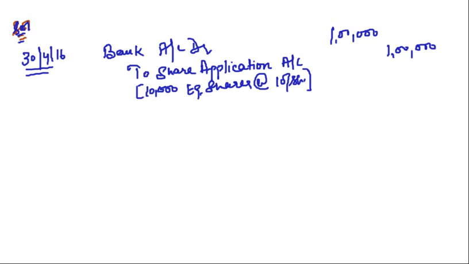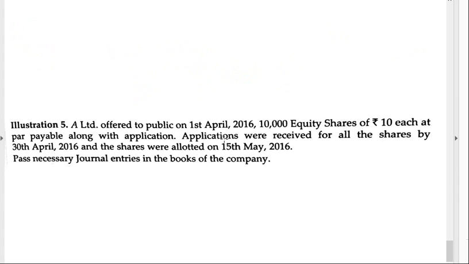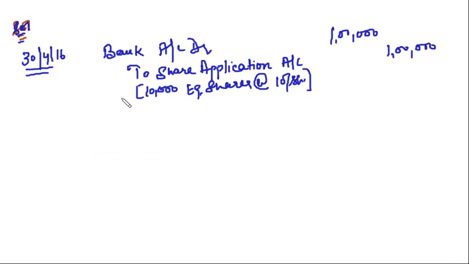Right? Now, he says on 15th May 2016, the shares were allotted. For allotment, when the shares are allotted, what you do is, you transfer this share application money account to where? You transfer this amount to the share capital account. That means, yes, we have accepted your application and now your application money is being considered as our capital.